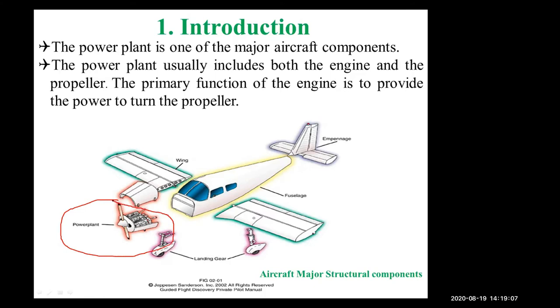Of course, there are five. From these five major aircraft components, one is the power plant. The course is concerned about this component, which is known as the power plant. The power plant usually includes both the engine and the propeller, normally in a propeller-driven engine. When we talk about the power plant, we mean the engine plus the propeller. So this is the power plant of the aircraft.